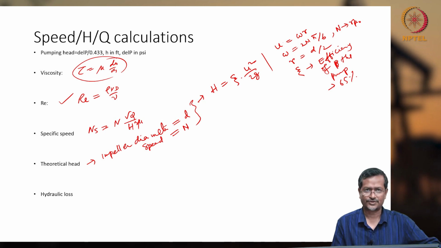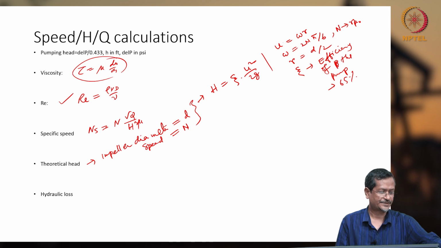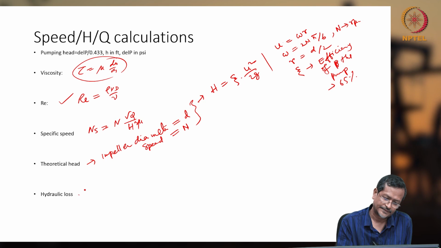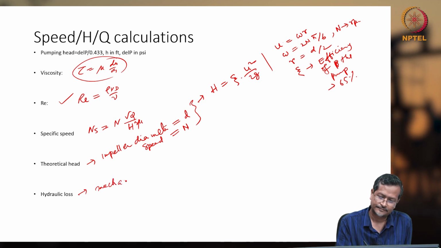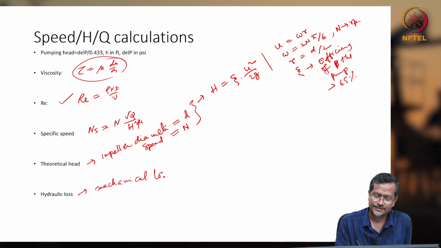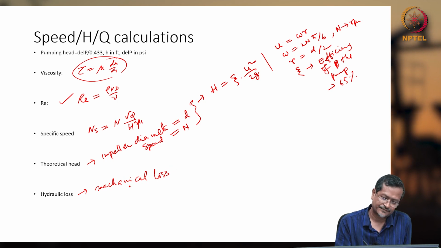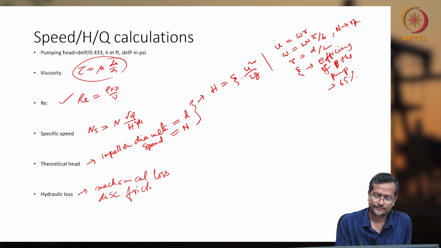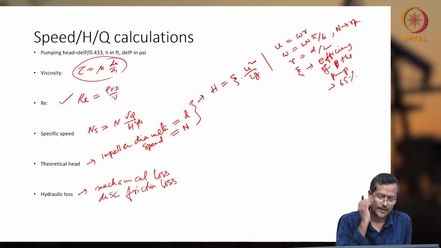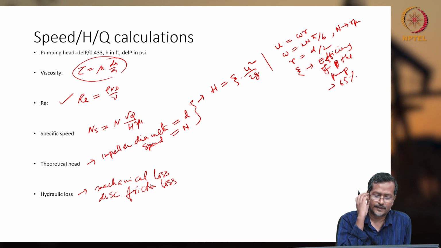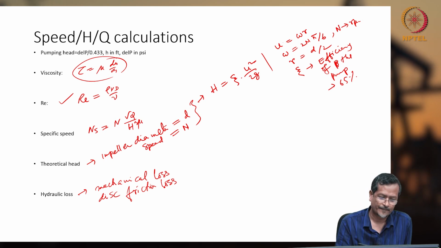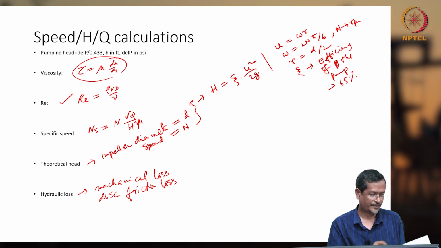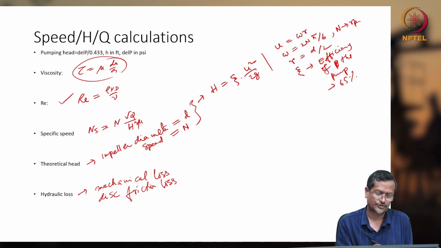So there will be several losses in ESP systems. One is mechanical losses. Another will be disc friction losses. Next is your friction calculation. Actually, you have already seen in previous lectures, the frictional pressure drop.